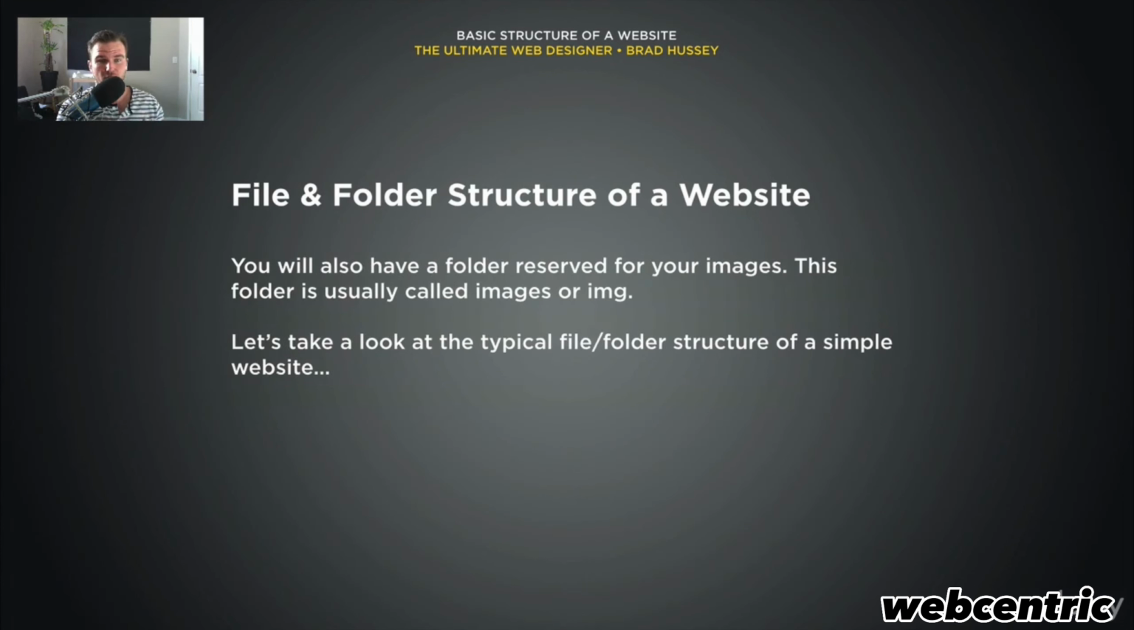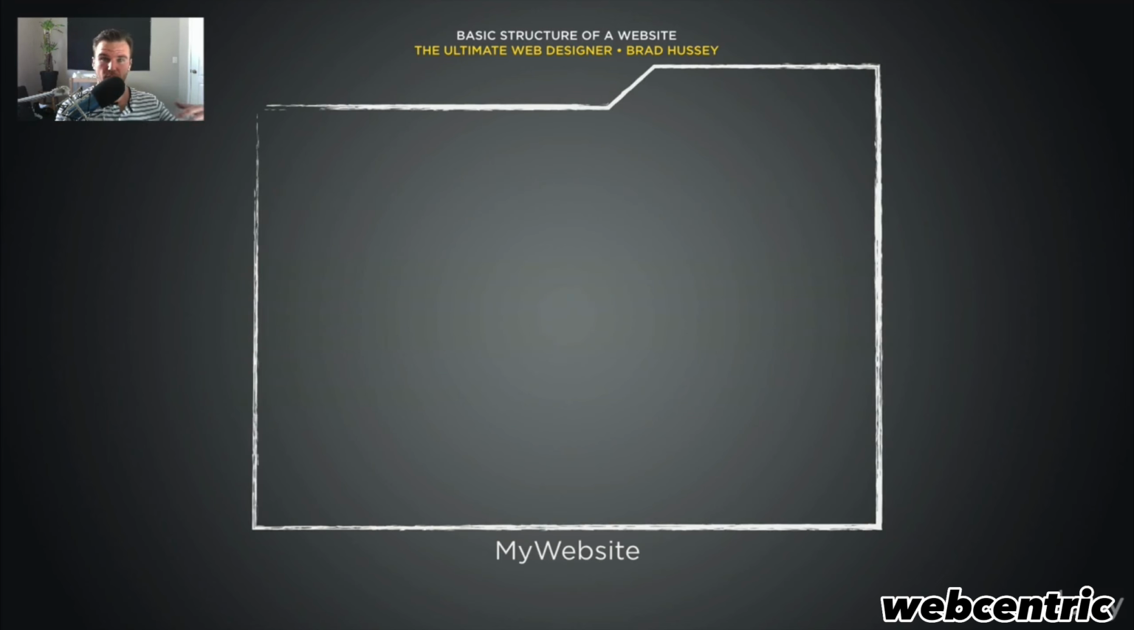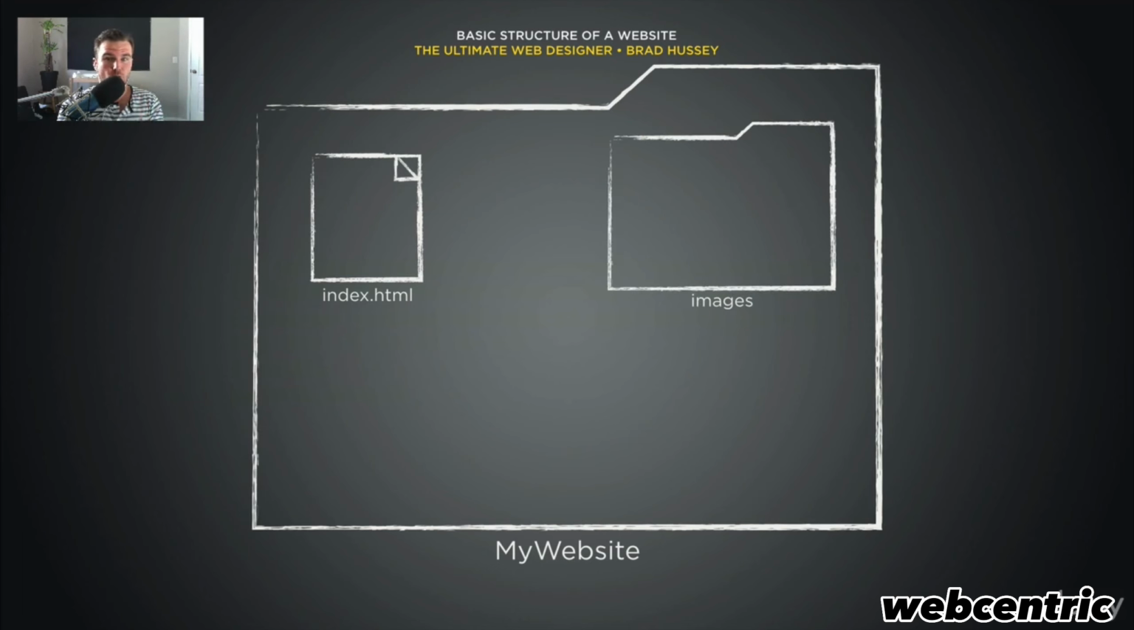You will also have a folder reserved for your images. This folder is usually called images or img. So let's take a look at the typical file folder structure of a simple website. Here we have a big folder. We're going to call it my website. Within that folder, we have our index.html file, our homepage.